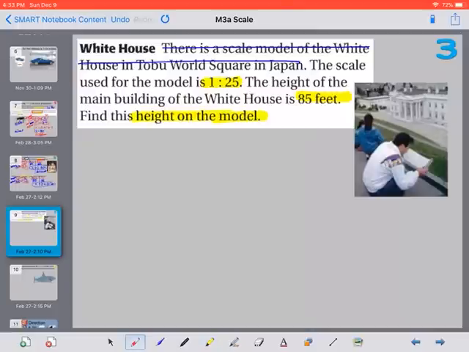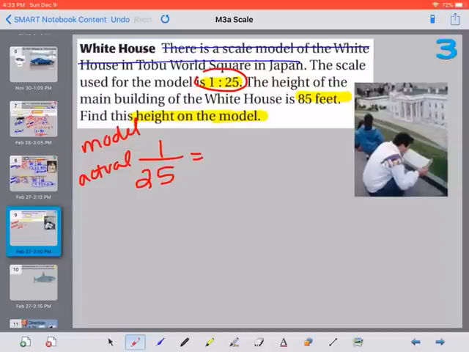So I'm going to write my ratio right away as a fraction, 1 to 25. They're talking about feet, so we can assume they're both in feet. So this is the model, and then the actual White House. They told us the height of the main building is 85 feet. That's in real life. They want to know the height of the model, and we put the model on the top, so that's why we're finding x on the top.